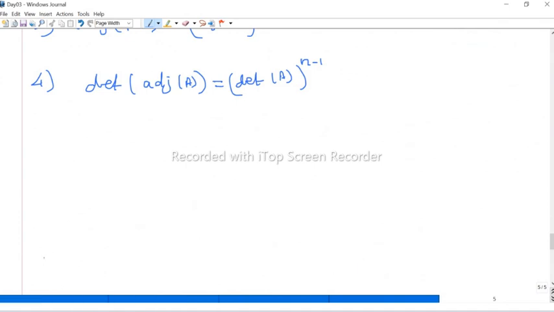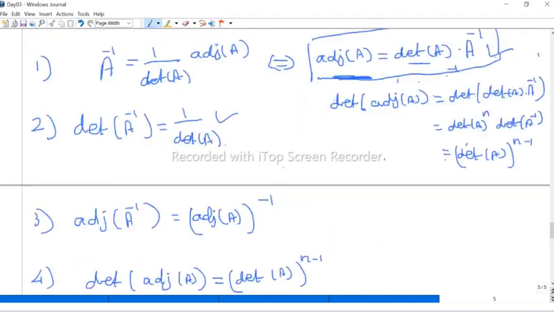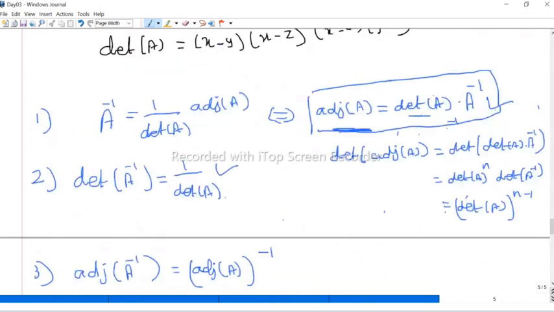And what is the adjoint of the matrix adjoint of A? Any matrix we can talk about the adjoint. So what is the adjoint of the adjoint matrix? It is nothing but determinant of A power n minus 2 times A. You can easily proceed using the formula for adjoint of A, and you will get it.